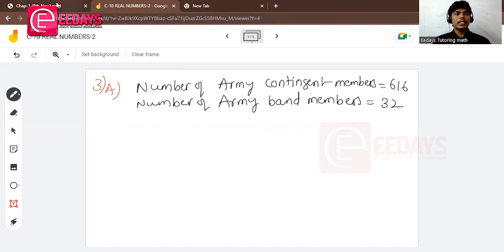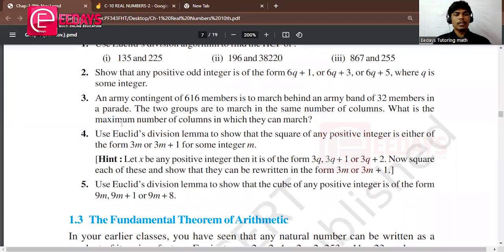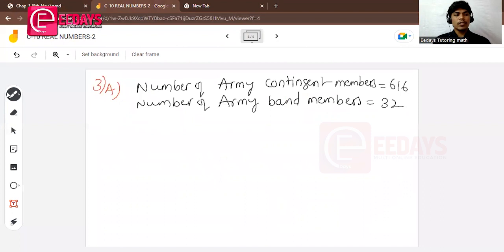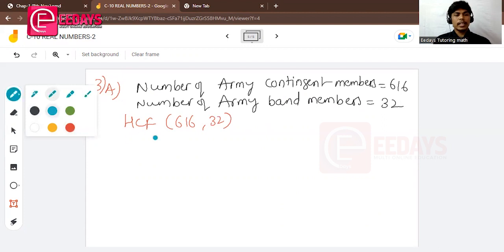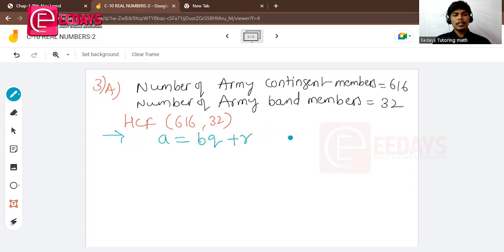Now we need to find the HCF. Why? Because they asked for the maximum number. Maximum number is nothing but HCF. You need to find the HCF of 616 and 32. I think everyone knows the process. First step is you just write the Euclid division lemma: a is equal to bq plus r, where 0 less than or equal to r less than b. You just write the condition.